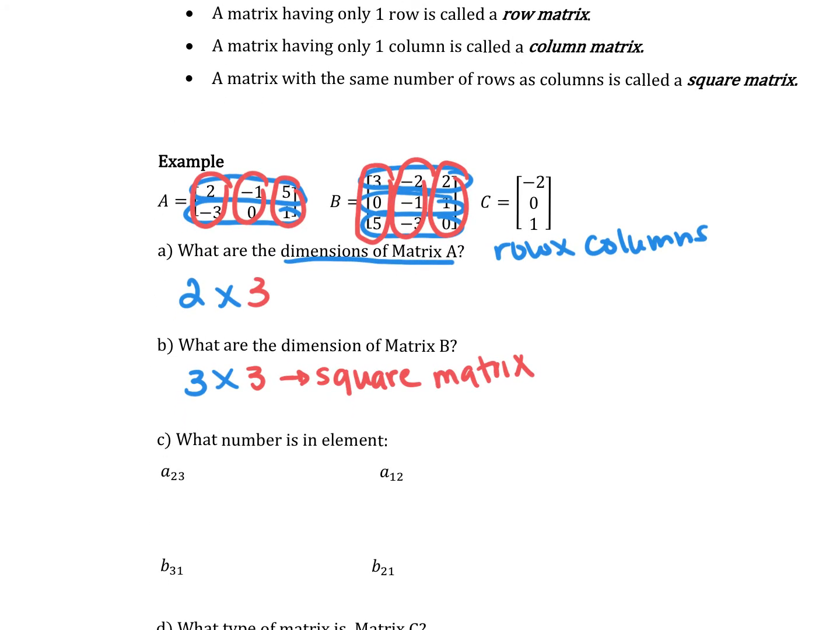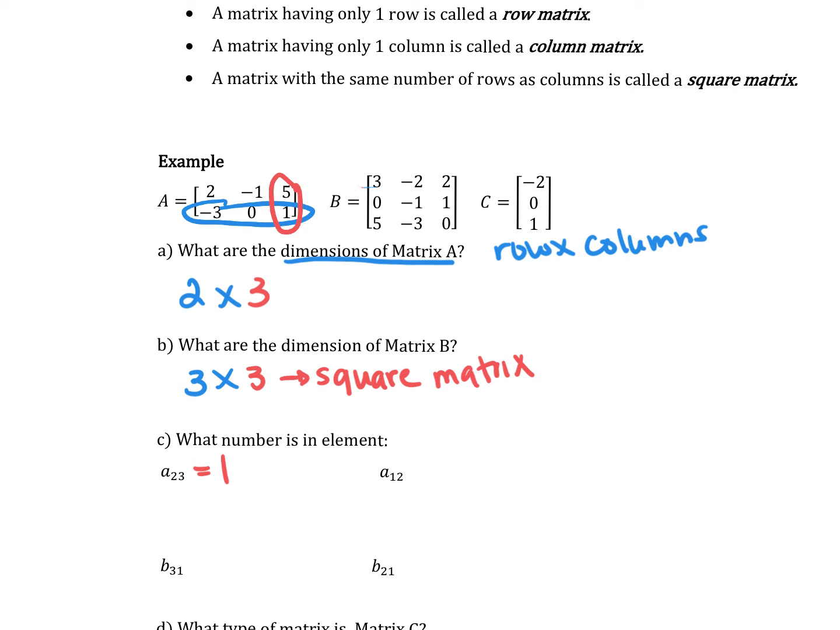It asks what number is an element, and they give you these elements. This is how you read the elements. When we look at a2,3, we're looking at matrix A. That's what the little a means. 2,3 means you're looking at the second row, so we go to our second row, which is here. 3 means look at the third column. The intersection of those two points is equal to 1.